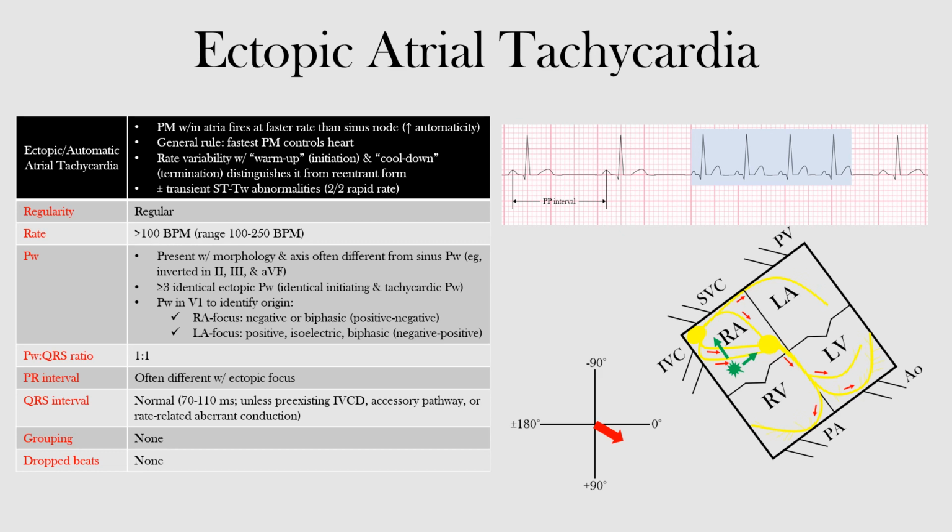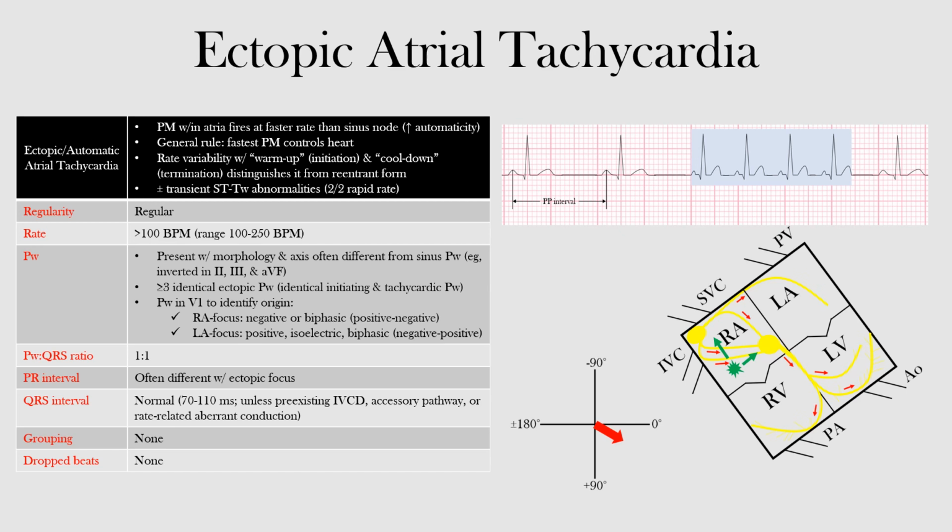Well, one of the most helpful clues is the presence of rate variability with a warm up and cool down period. This means that the heart rate will rise and fall gradually as the automatic focus increases and decreases its automatic rate of electrical discharge. This is different from the reentrant form of tachycardia, which begins and ends abruptly as cardiac conduction uses and then stops using the accessory pathway.